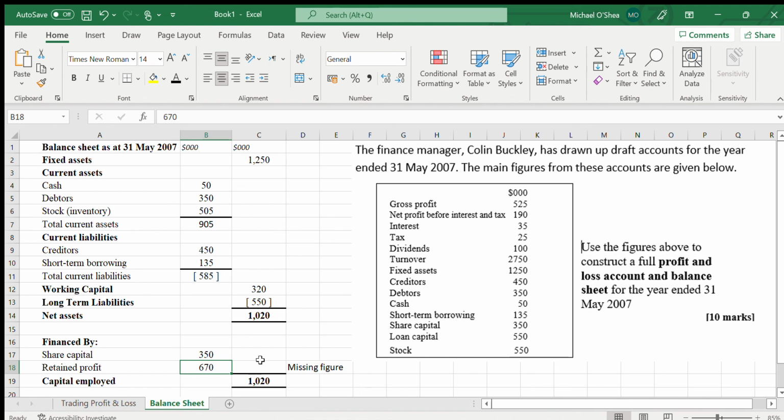That is the balance sheet. It tells us that the company has a worth of 1,020 once they've paid off their short and long-term liabilities, and that's how much money has been put in by equity or retained profit that has financed the business as well. That is the trading profit and loss and balance sheet for Colin Buckley.